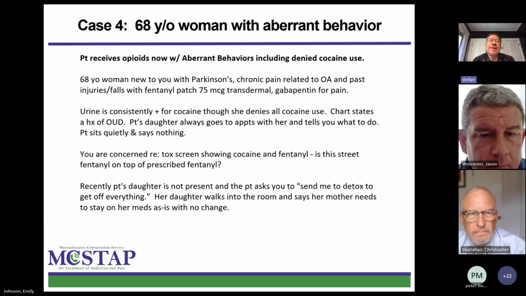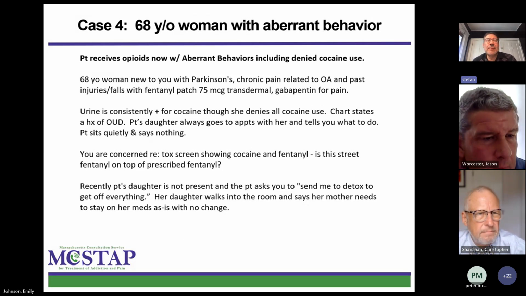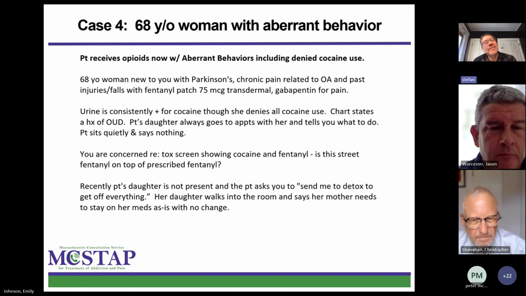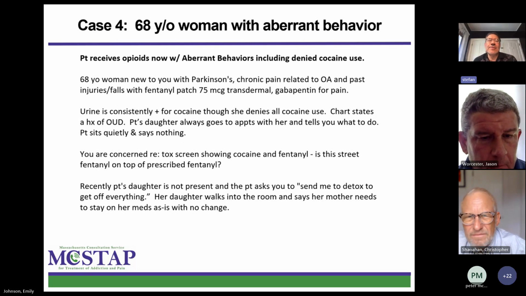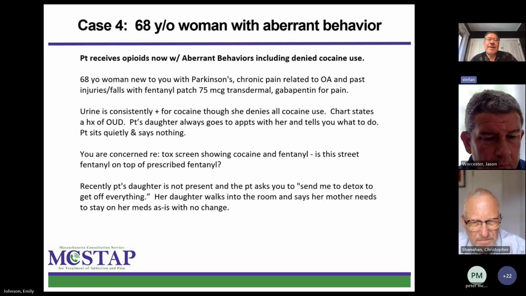So this is our last case, and this is a much older woman whose behavior is a bit odd. She does have opioids for a pain condition. She states she firmly has never used, does not use cocaine. She has progressive Parkinson's. The gait is more shuffling. The affect is flatter. She has a bit of kyphosis in her upper spine, age-related posture changes. Not a very athletic person, and she's had some past falls already with injuries. She's on a fentanyl patch of 75 micrograms transdermally, and gabapentin for pain.